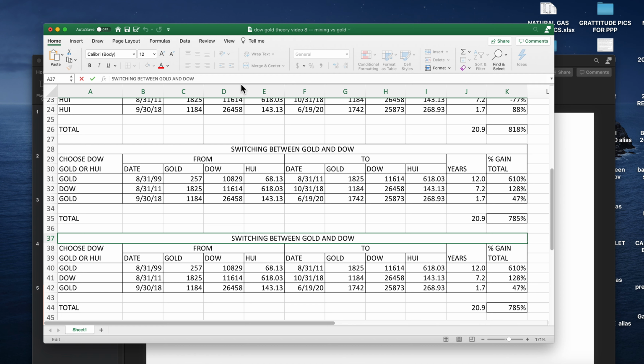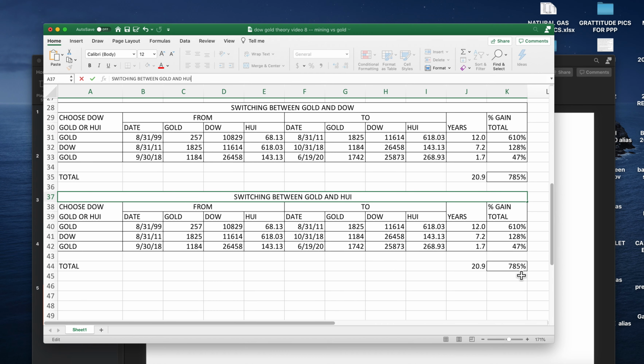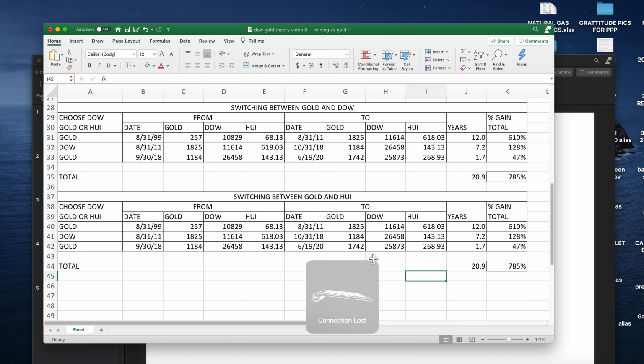And the reason I did this is I didn't know. I just wanted to check because whatever time period Mike Maloney looked at, or maybe he looked at a different index, he came up with a different number. So this is just a different perspective. I'm in agreement with him on most everything. Well, there goes that connection thing again. Okay. Switching between gold and HUI.